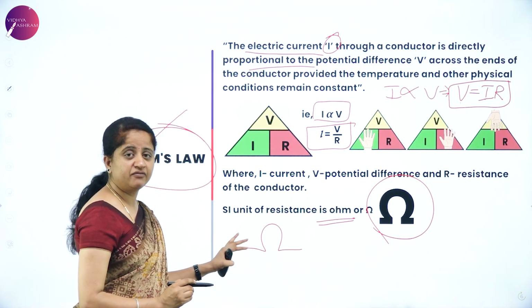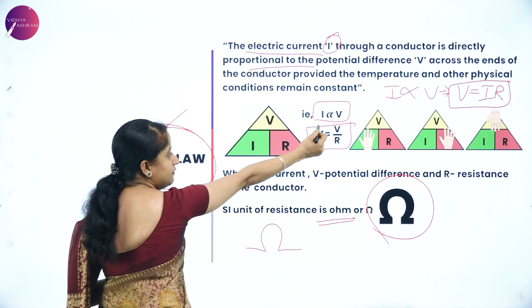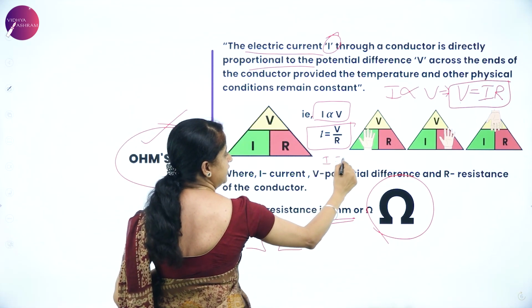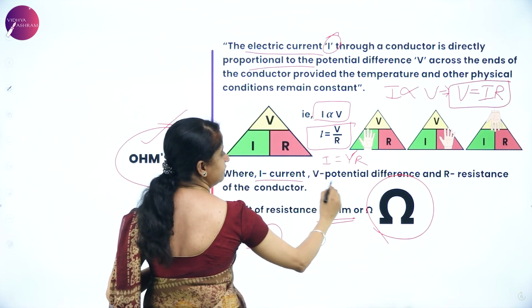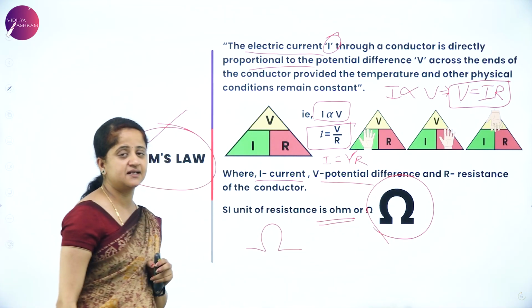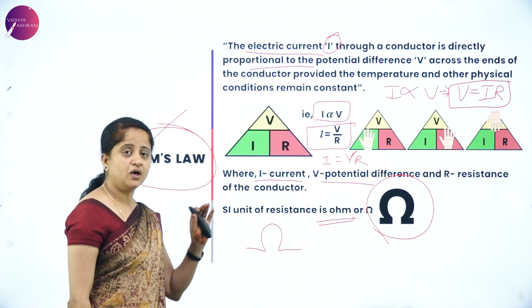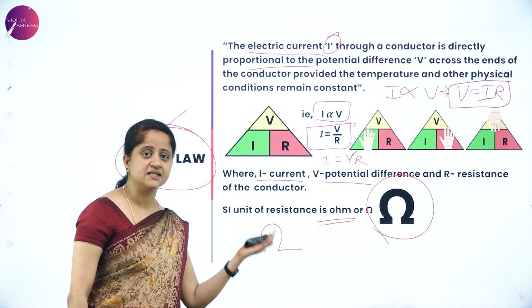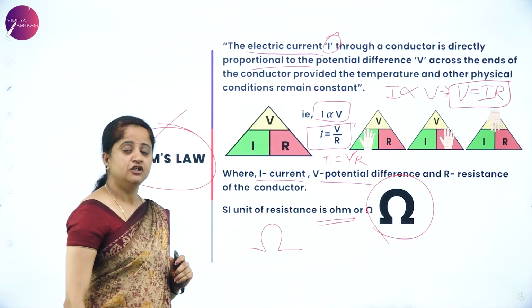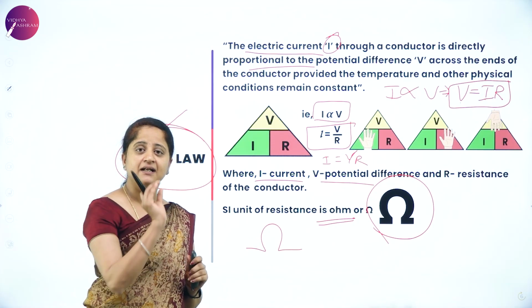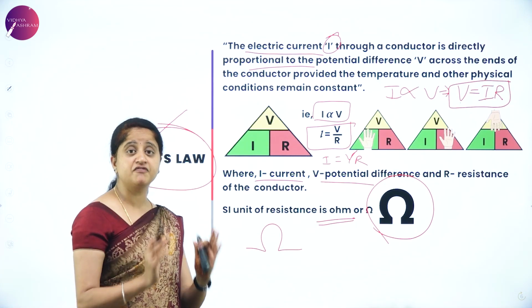Ohm is the SI unit for resistance. So, in this above expression, I is equal to V by R. I is the current, V is the potential difference and R is the resistance of the conductor. What is the reciprocal of this resistance? It is conductance. Before studying about conductance, let us understand what is the meaning of resistance.